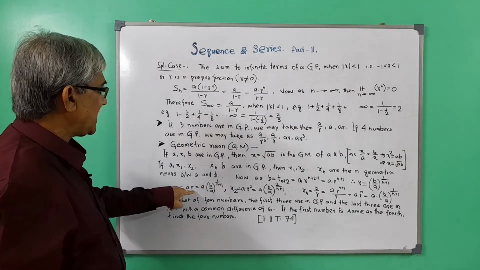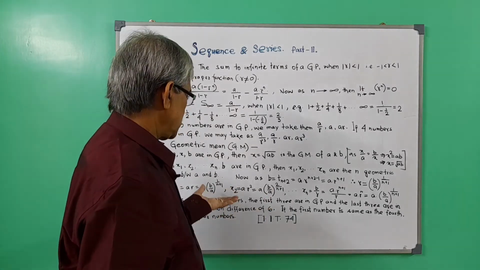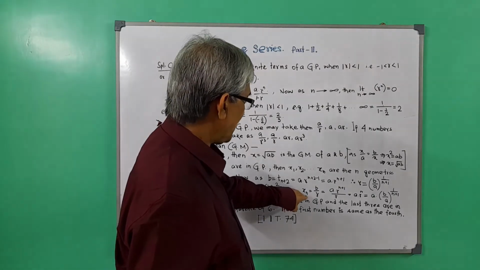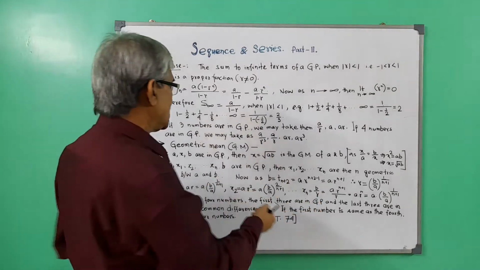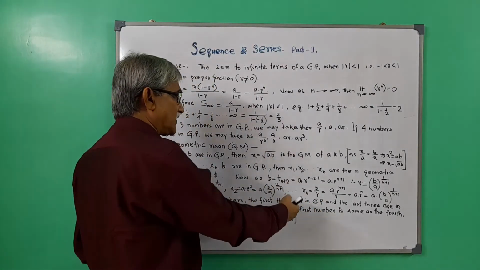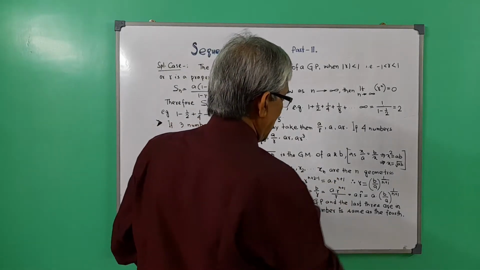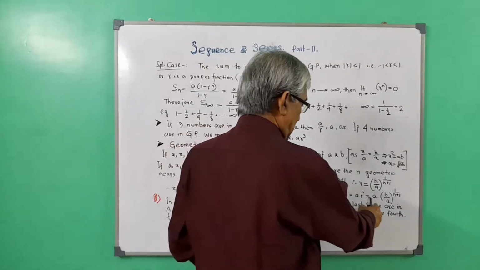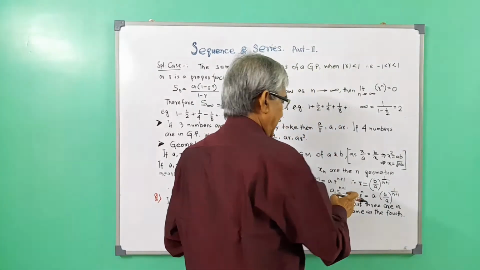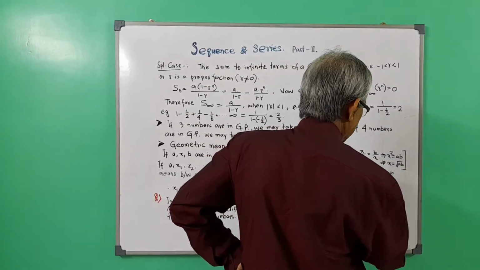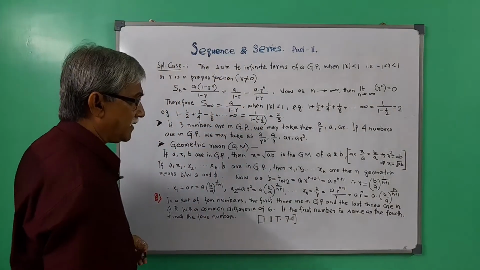Therefore X1 equals AR, you just place the value of R. X2 is equal to AR square, you place the value of R. And this way for Xn, it will be B upon R, because Xn multiplied by R becomes B. So Xn equals B by R, that is A into R to the power n plus 1 upon R, or A into R to the power n. Okay, A into R to the power n, this is it.